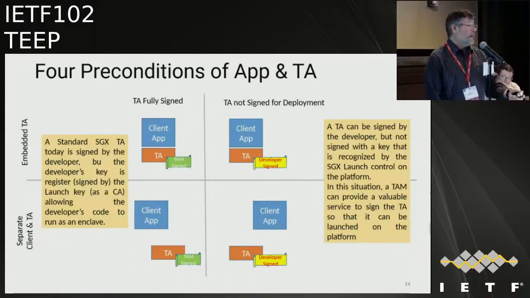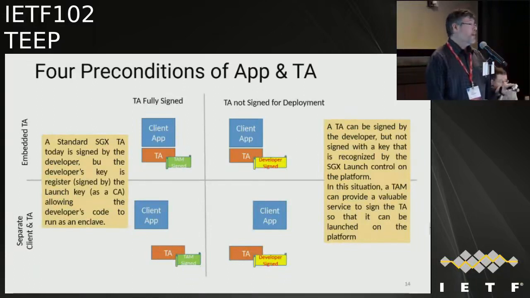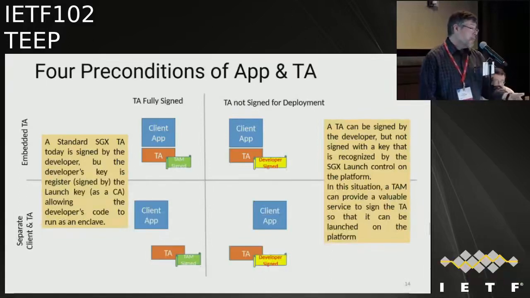On the right-hand side, the TA may be signed by an SP or a developer, but it doesn't have the right signature for the platform. And so this is where it might be interesting for the rich app or for OTrP to be able to send that bucket of bits that is the TA and say, hey, can you sign this for me so that I can run it on this particular platform? Along the bottom, you have the more common ways that we've been talking about TAs, where they're separate, and you could have the same kind of situation as well.